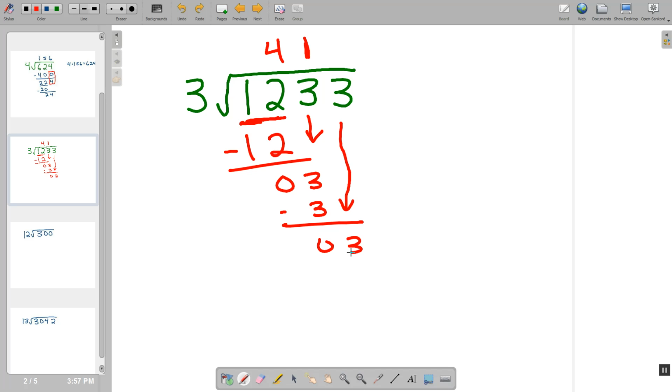Hopefully you can draw straighter lines than I can. And we end up getting, once again, another 1 in the ones place. And we get a remainder of 0. So what that means is that 3 times 411 is equal to 1,233, right on the nose.